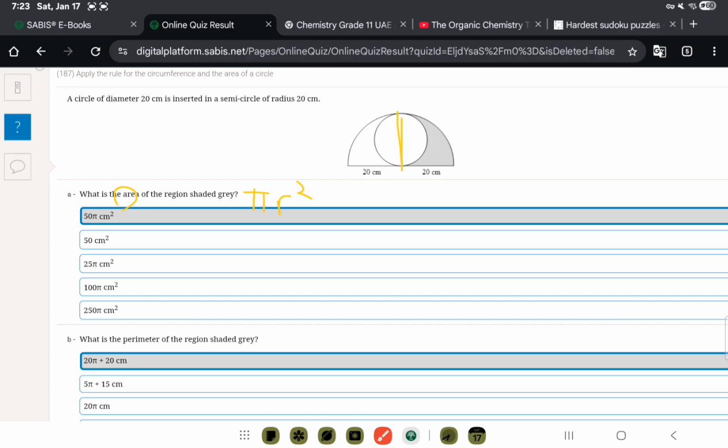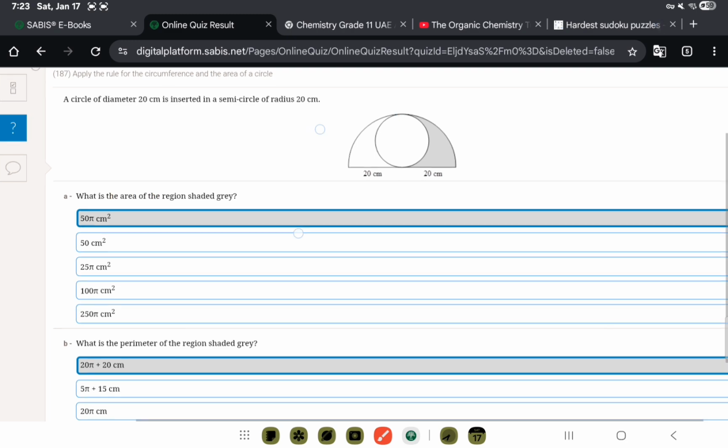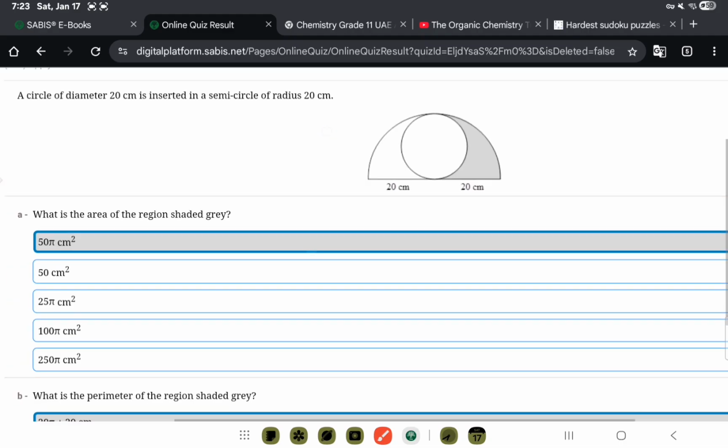So what I'm going to do is 1/4 times pi times 20. By the way, the diameter is 20. Let me deal with this first. Let me zoom in. Circle of diameter 20 centimeters, so this whole thing is 20. So what is our radius? This is the small circle, and this is the big circle. The radius of the small circle is 10, divided by 2.